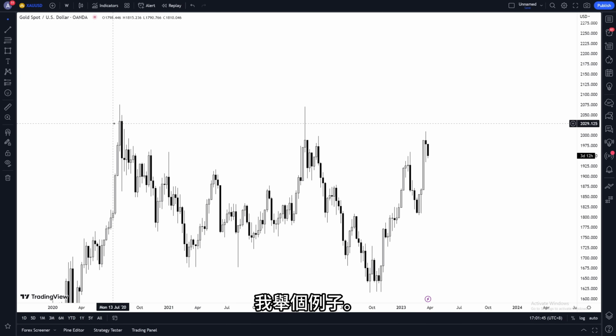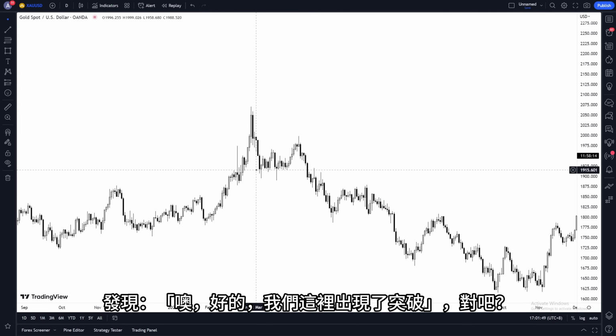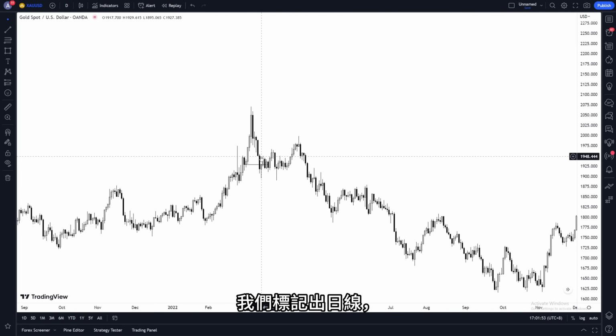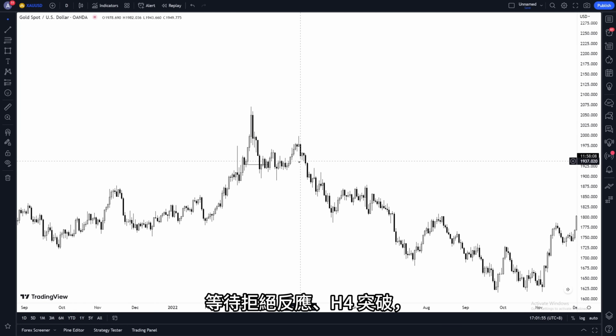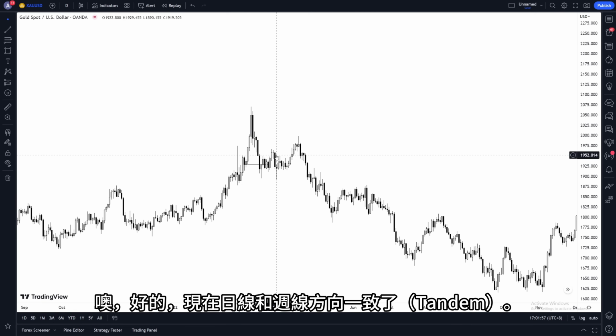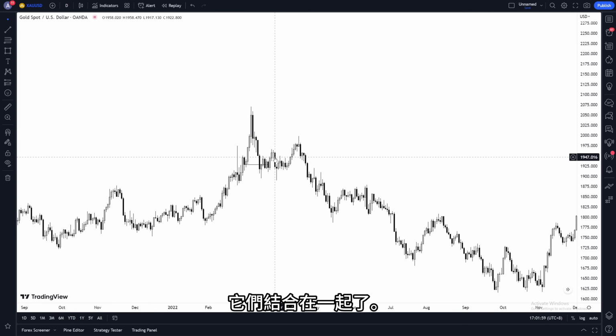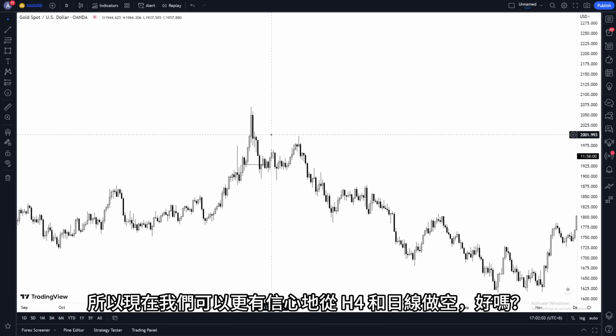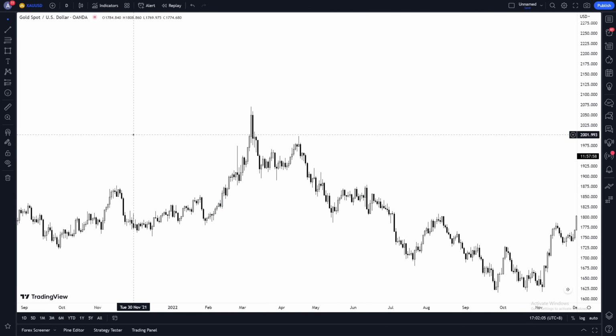I'll give you an example. Weekly rejects weekly, and then you head to the daily, and we have ourselves a breakout. Then we start looking for daily areas where we mark out the dailies, we wait for rejections, H4 breakouts. Daily is now in tandem, it's together with the weekly. So now we can start selling from H4s and dailies much more confidently. So that's the second way.